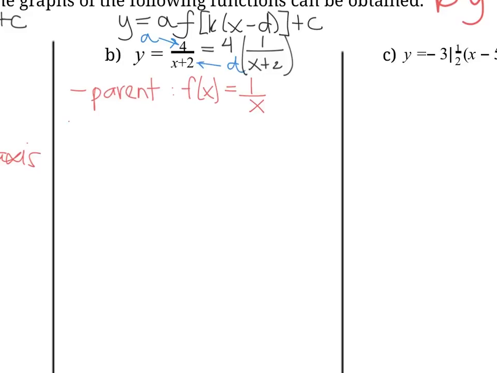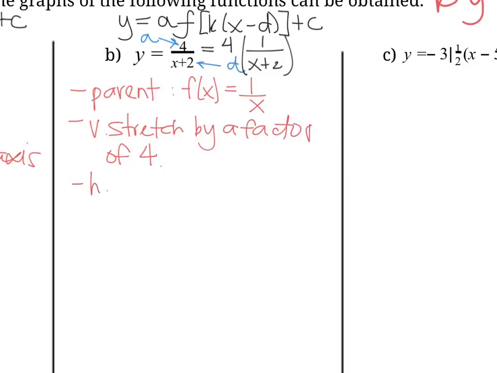So if that's our a value, because the absolute value of a is greater than 1, that must mean that there's a vertical stretch by a factor of 4. Okay, now if we move on to our d value here, we know that this is going to be a horizontal shift, and we're going left 2 units.